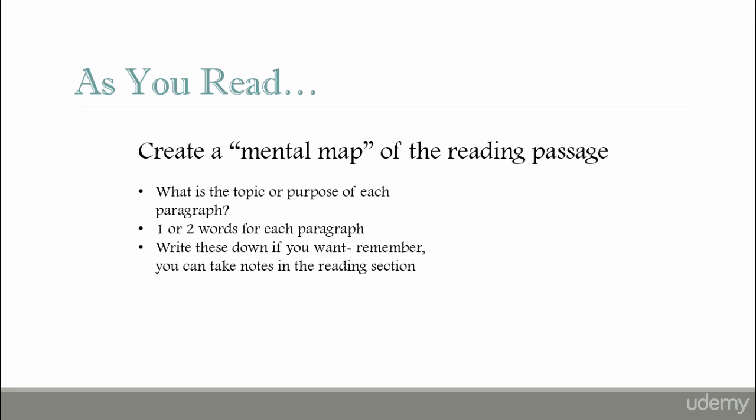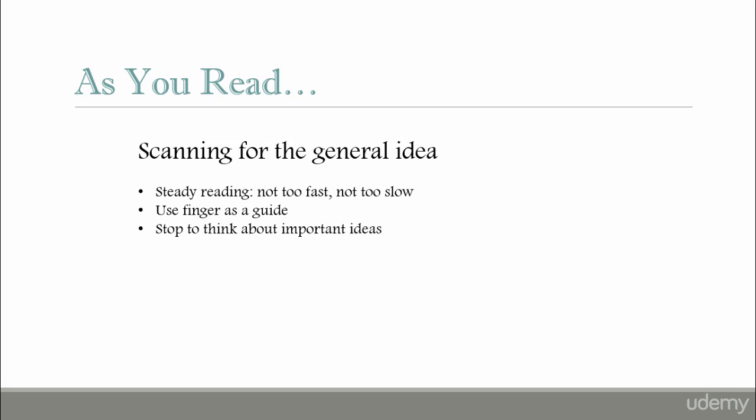Now, as you begin to read, it can be helpful to create a sort of mental map of the reading passage. What is the topic or purpose of each paragraph? You can just write down one or two words that describes each paragraph. You can write these down if you want. Remember, it's okay to take notes in the reading section. So you can create these mental maps. Some people like to draw circles, and inside each of those circles, they write down one or two words to represent each paragraph.